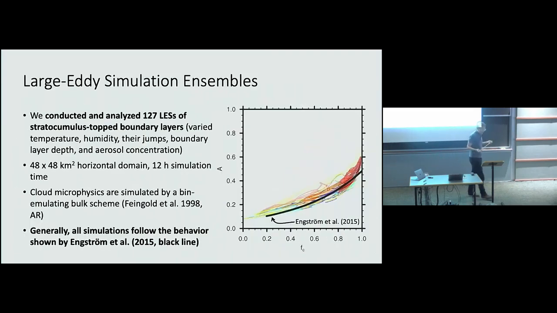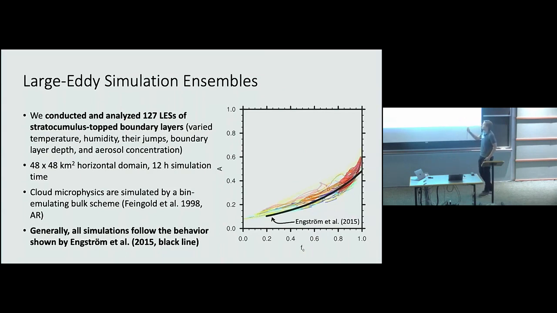And to understand this a little bit better, we created an ensemble of 127 large eddy simulations of stratocumulus-topped boundary layers, where we varied basically 6 parameters: the temperature of the boundary layer, the humidity, the jumps of humidity and temperature from the boundary layer to the free troposphere above. Then we varied the boundary layer depth, and we also varied the aerosol concentration.